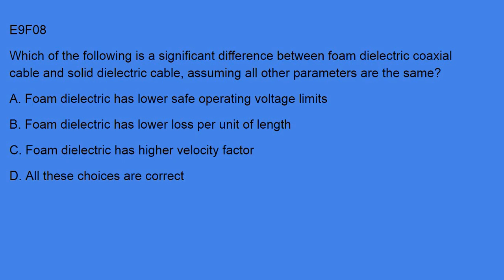E9F08, which of the following is a significant difference between foam dielectric coaxial cable and solid dielectric cable, assuming all other parameters are the same? All of these choices are correct. So foam dielectric has lower safe operating voltage limits, foam dielectric has lower loss per unit of length, and foam dielectric has higher velocity factor.